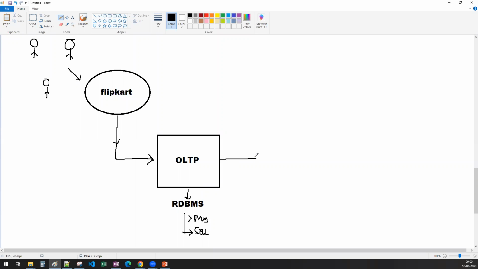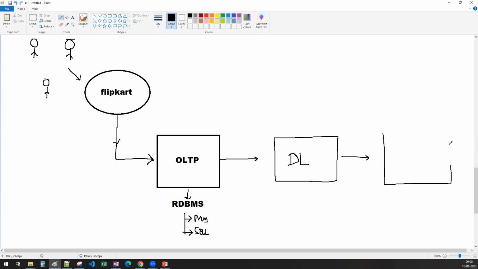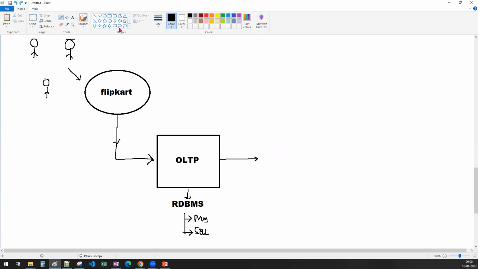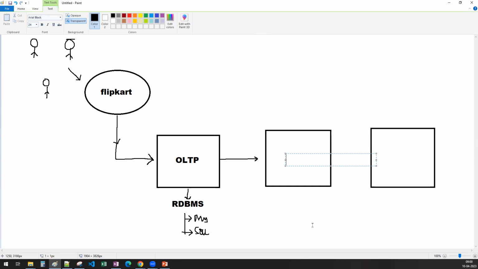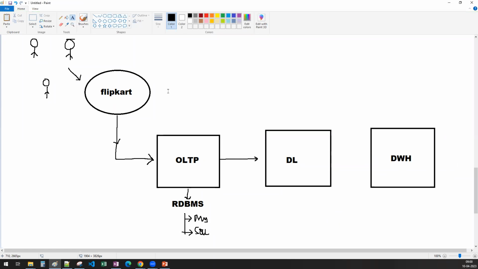So after that, the data goes to the staging area or data lake. So this is your data lake or staging area. Some people call it a staging area, some people call it a data lake. After that, it goes to the data warehouse. Now this picture actually gives me a good idea to understand it. So this is your data lake. This is your OLAP or data warehouse, both are the same, sir. OLAP or data warehouse, whatever it is.